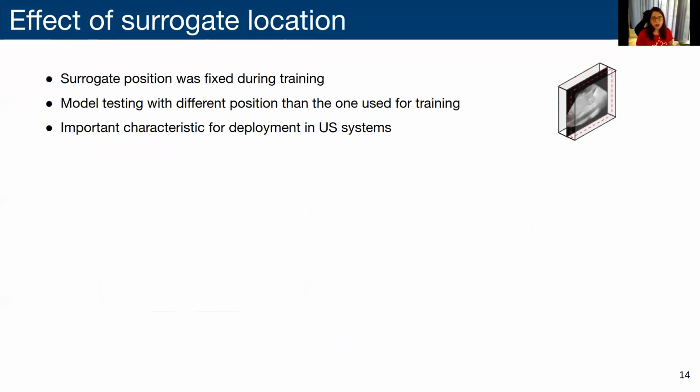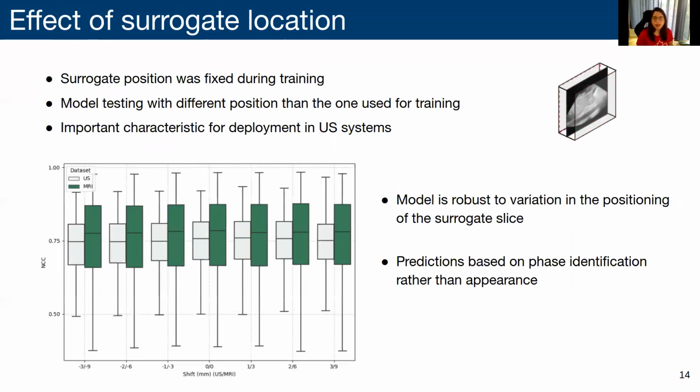During training, we assumed that the surrogate images were located at the middle of the right hemidiaphragm, because generally this area represents very well the motion. However, this assumption could be difficult, particularly in ultrasound systems, since it depends on the positioning of the probe. Therefore, we evaluate the effect of shifting these positions during model inference.